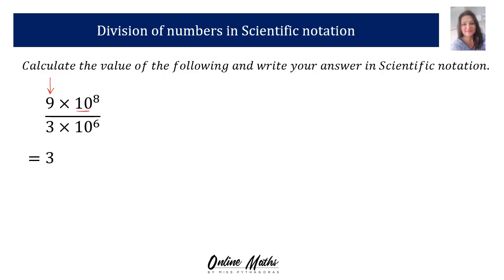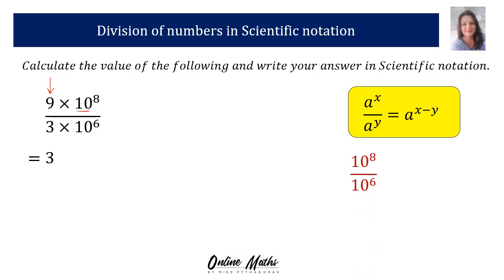And then in terms of the 10 to the 8 divided by 10 to the 6, there's a law in exponents that says when you divide, you subtract exponents. Therefore, 10 to the 8 divided by 10 to the 6 will be 10 to the 8 minus 6, which is 10 squared. And then your final answer will be 3 times 10 squared.